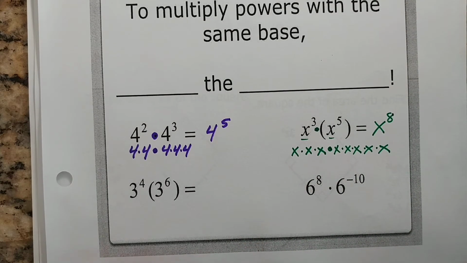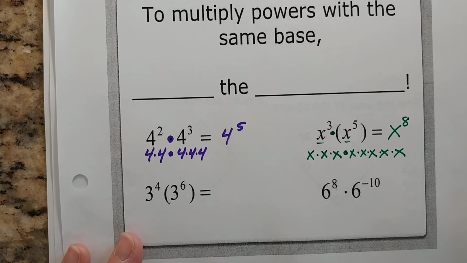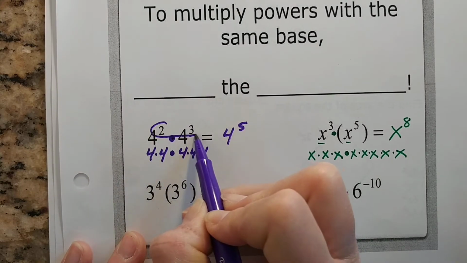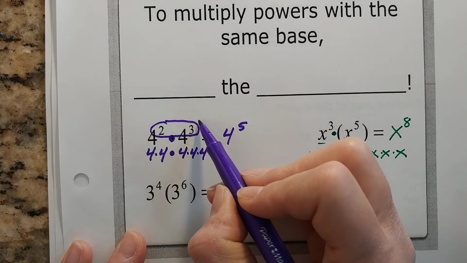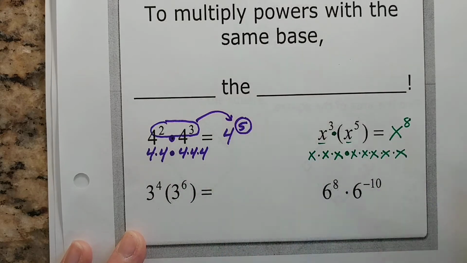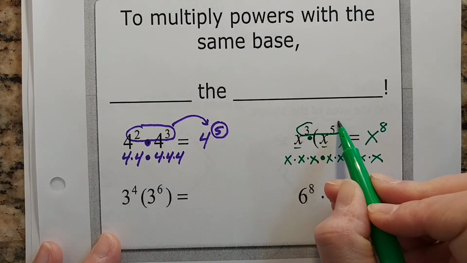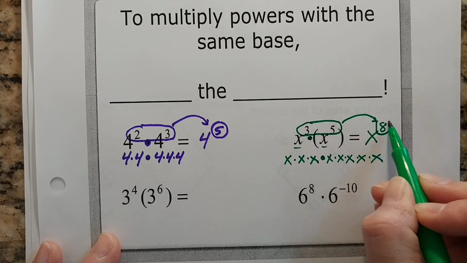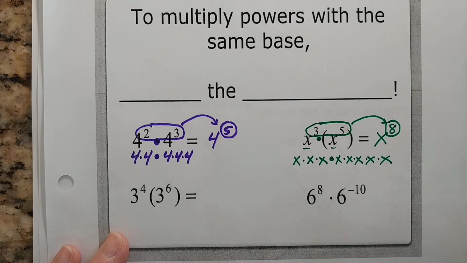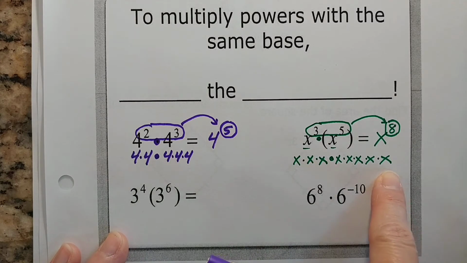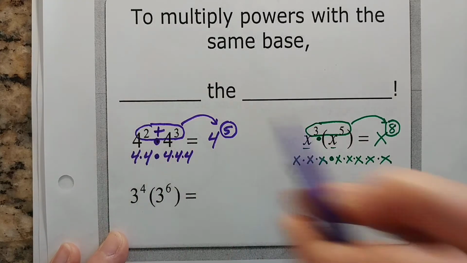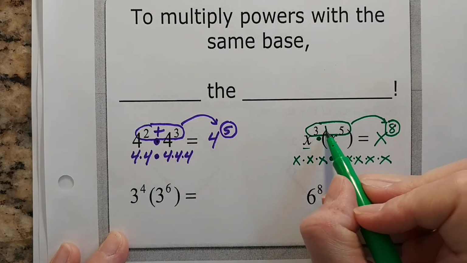Are you noticing anything? Take a look at the exponents. 4 to the second power times 4 to the third power is 4 to the fifth power. Here we have x to the third power times x to the fifth power, and it is x to the 8th power. Are you noticing how we could do this quicker instead of writing it all out? You're right. All you would have to do is add the exponents.